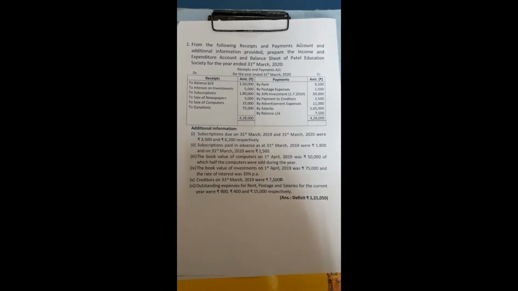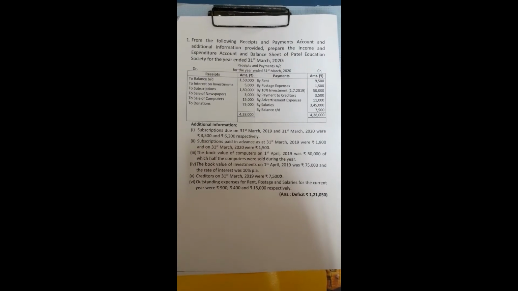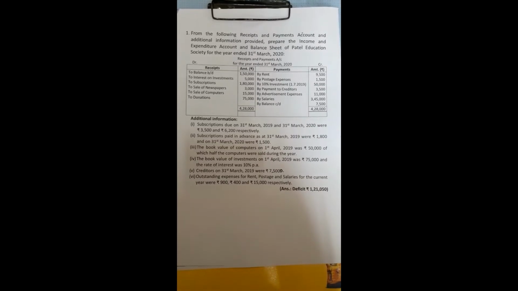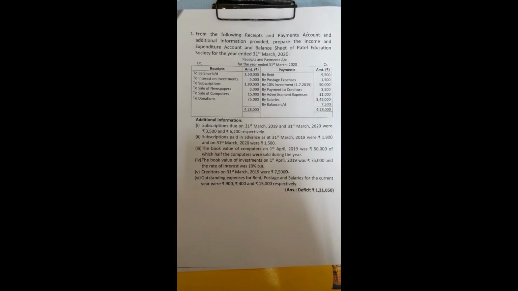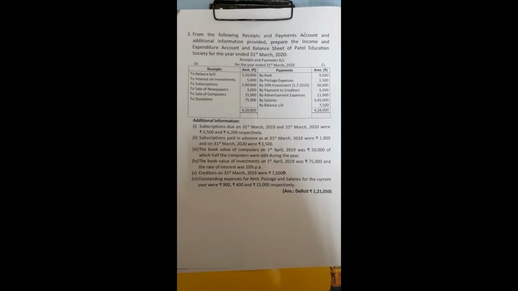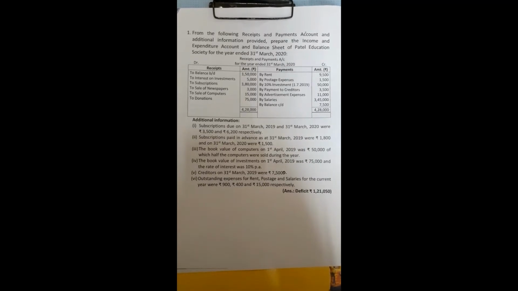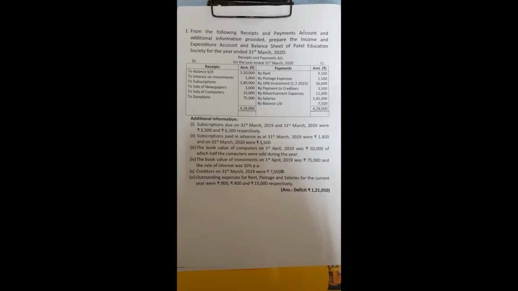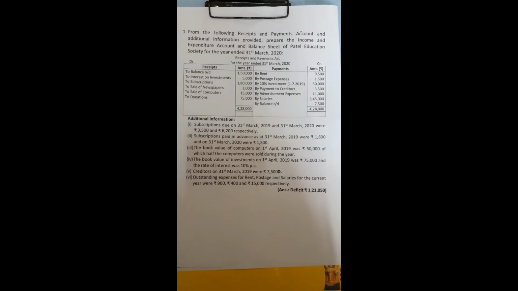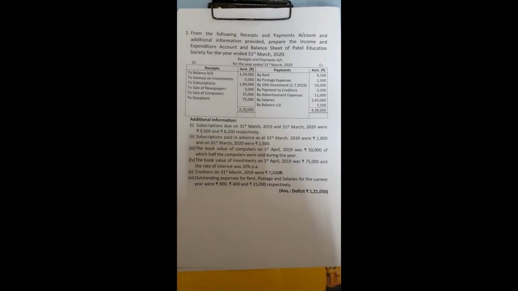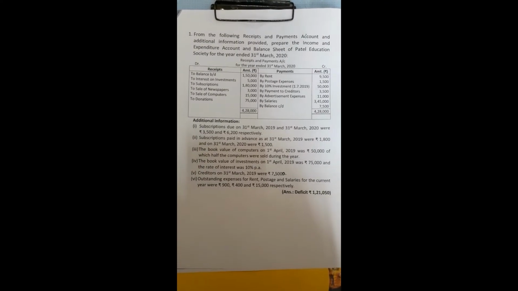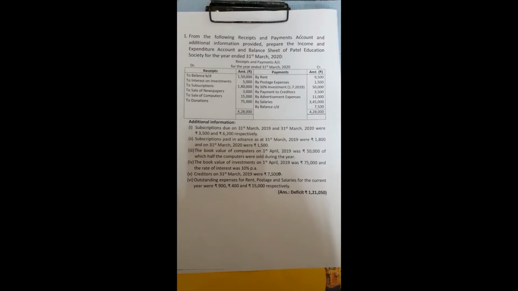So we will use the formula to calculate the amount of subscription income of the current year. Then the third information is the book value of computers on 1st April 2019 was 50,000 rupees, of which half the computers were sold during the year. So on the receipt side in the receipts and payments account, we can see sale of computers 15,000 rupees and the book value of computers sold was 25,000 rupees. How? 50,000 was the total book value in the beginning and half of that has been sold. So there is a loss on sale of computers of 10,000 rupees.